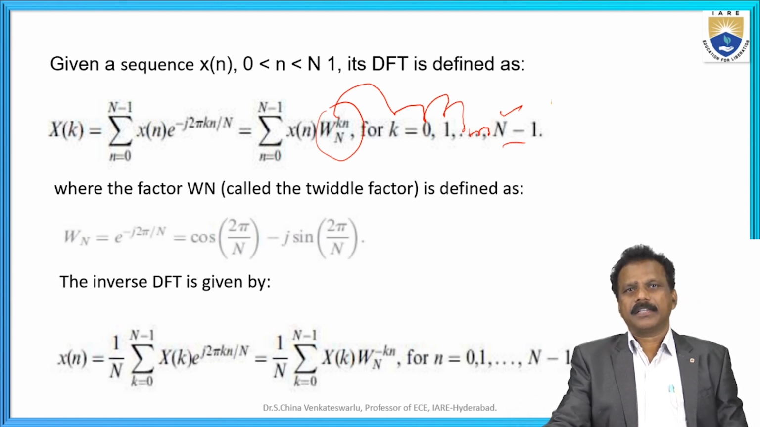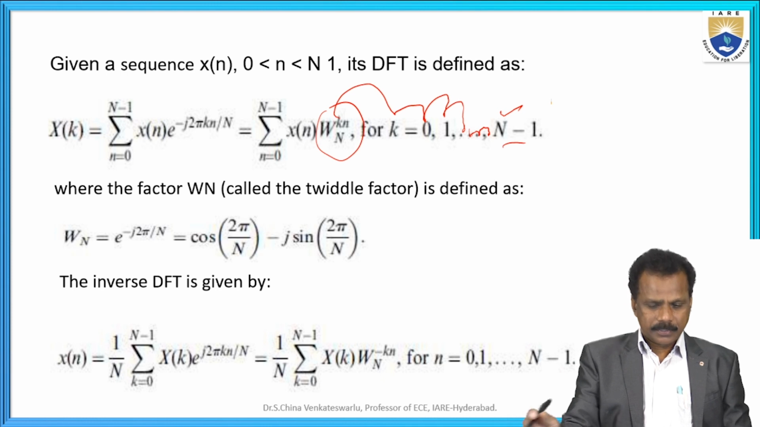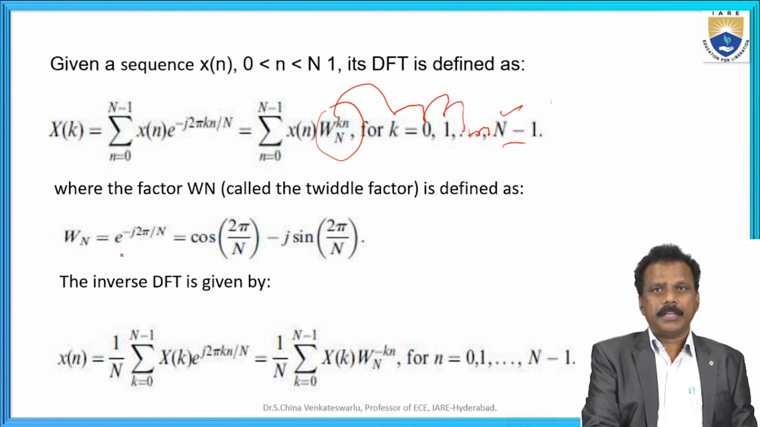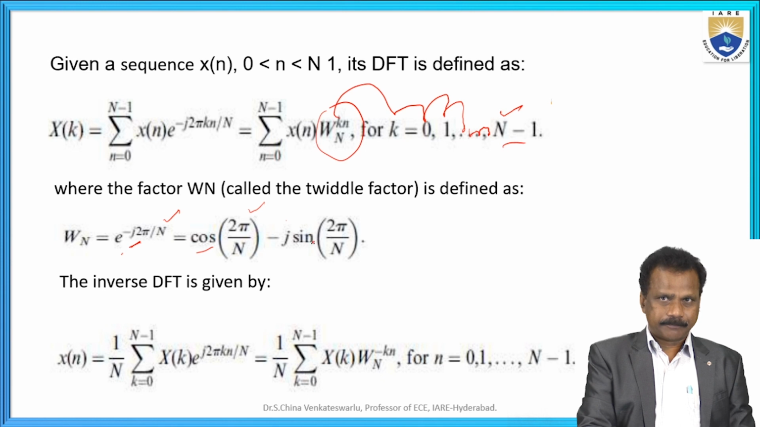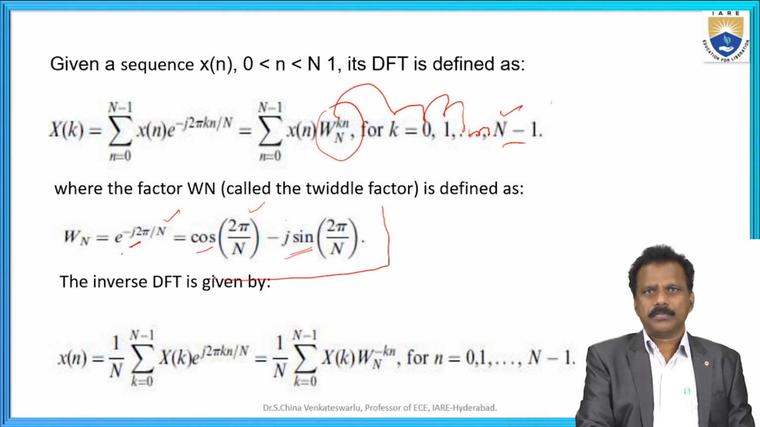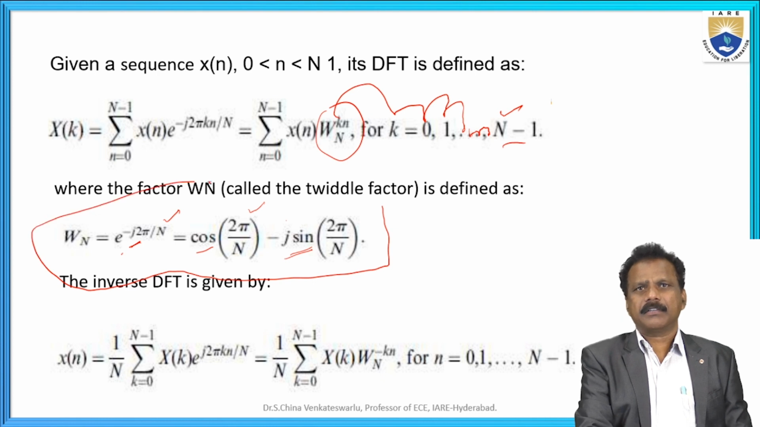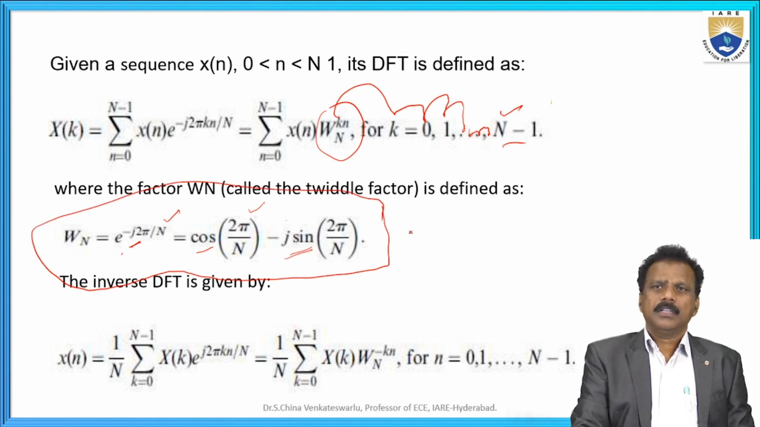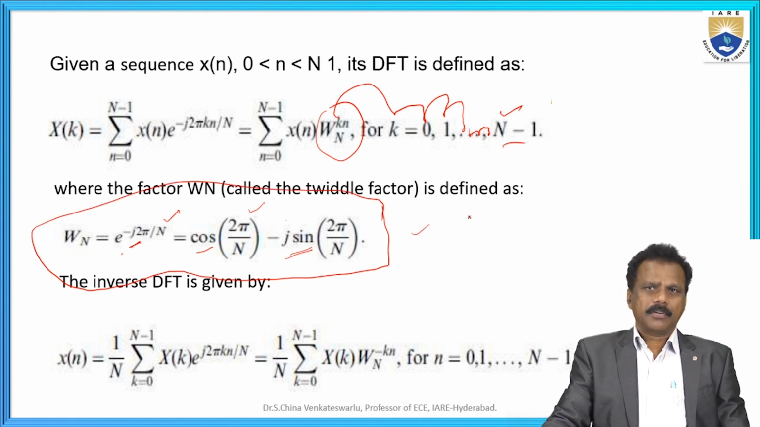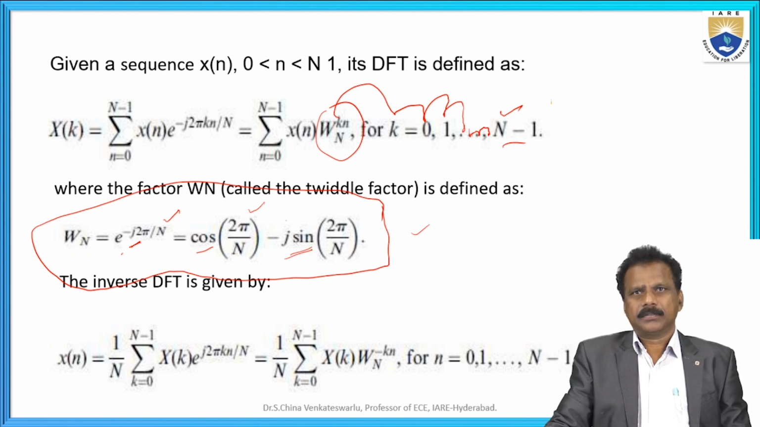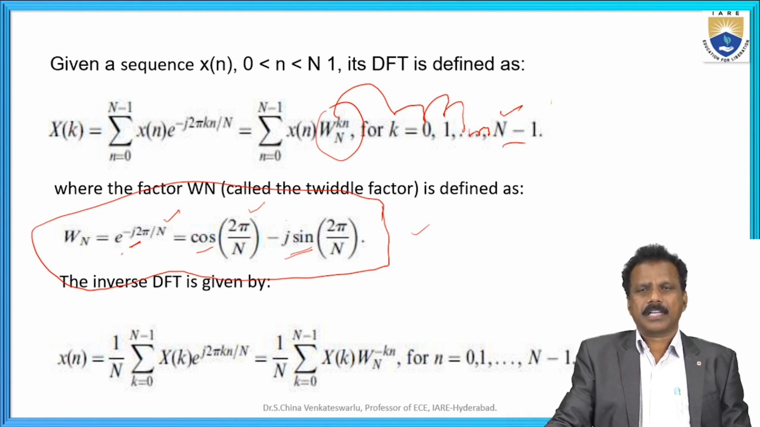So for this case, the twiddle factor W_N is equal to e^(j2π/N). It is also equal to cos(2π/N) minus j sin(2π/N). It is very useful for computing the twiddle factor with the help of the DFT, the discrete Fourier transform. So coming to the inverse discrete Fourier transform.